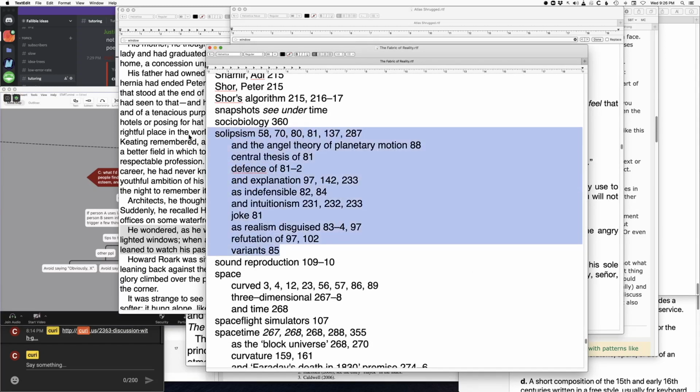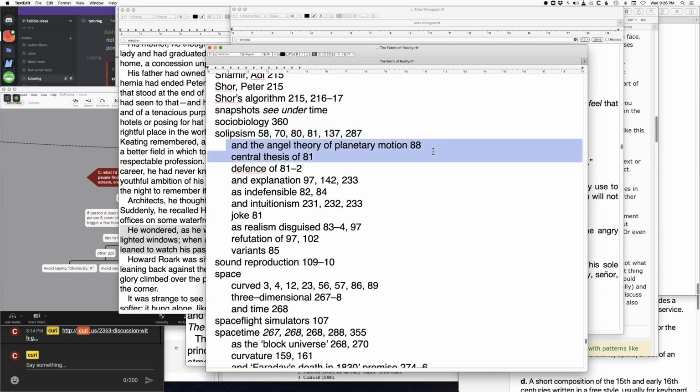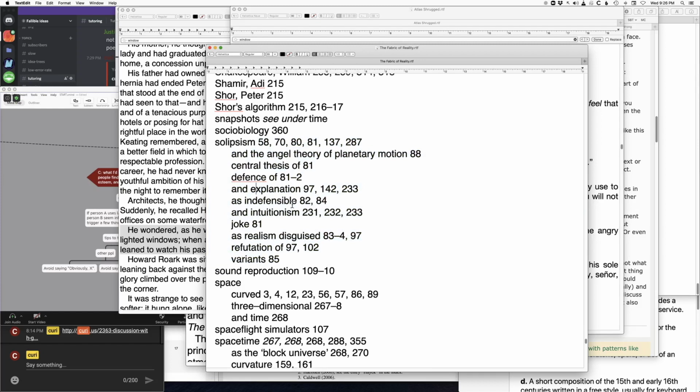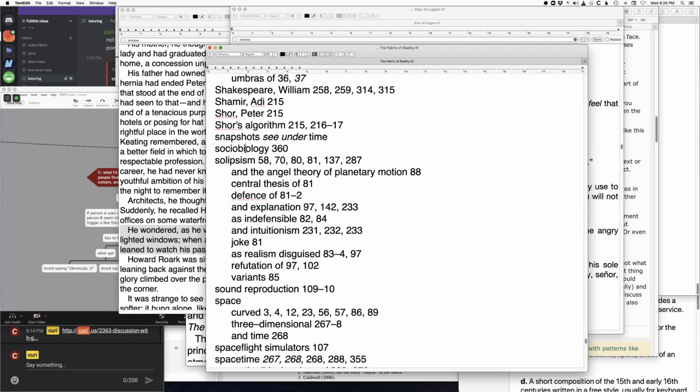There's a nice example here. Okay, you see how solipsism? This is the index. So it says what pages talk about solipsism, 50 and then 70. These are subcategories. So some stuff, they're just like, you can learn about sociobiology on page 360. But for solipsism, there are subcategories. Like there's defense of solipsism is 81 to 82. Explanation of solipsism is on these pages. Solipsism as indefensible is on these pages. Solipsism and intuitionism is on these pages. Solipsism joke is on this page, and so on. There's all these subcategories. Joke? Yeah, there's some joke related to solipsism on page 81.